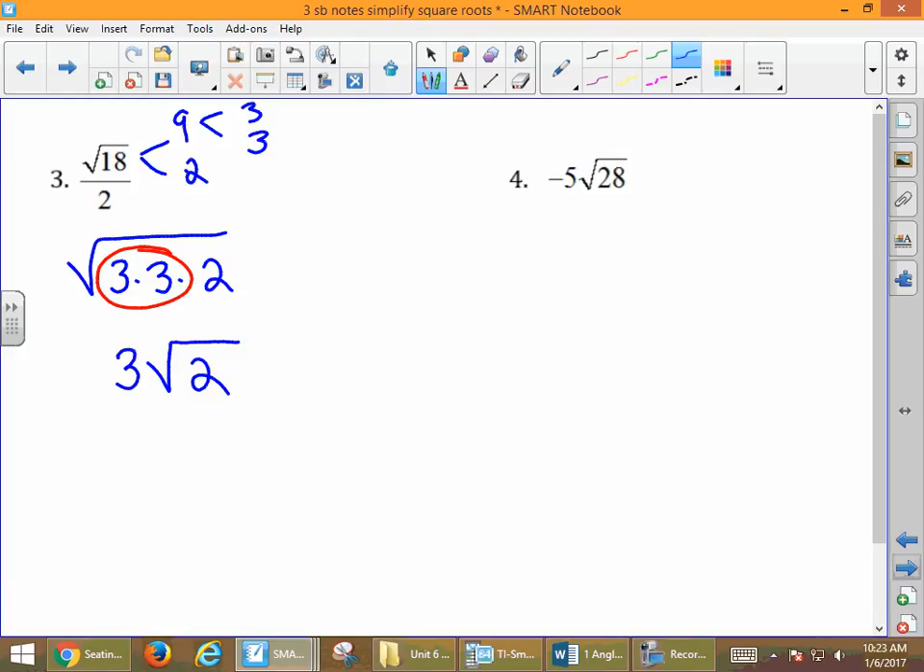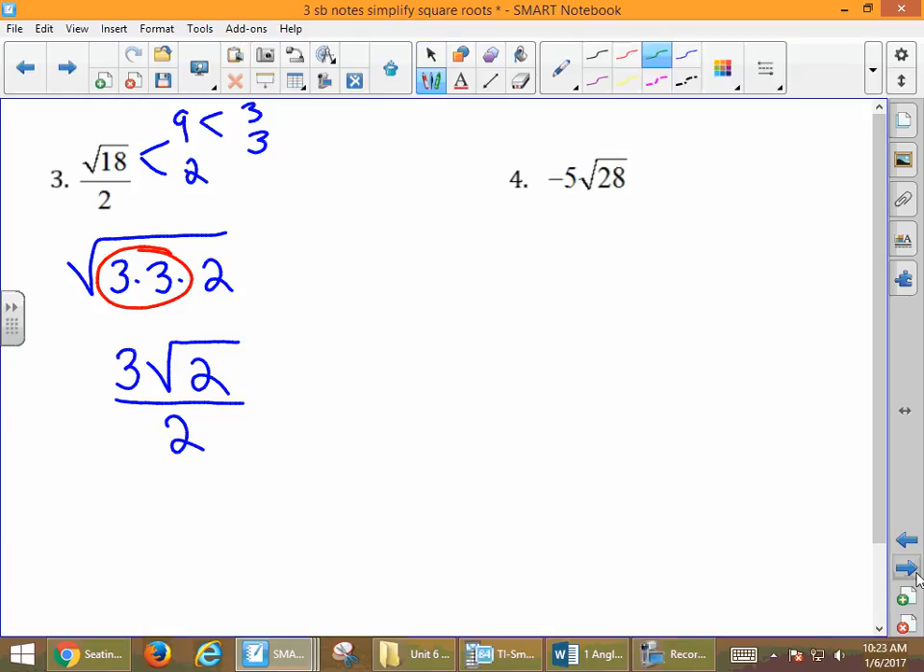Don't forget that we're dividing by 2. Can we cancel out the 2's? No. One has a square root and one does not. They have to be exactly the same to be able to cancel them out.